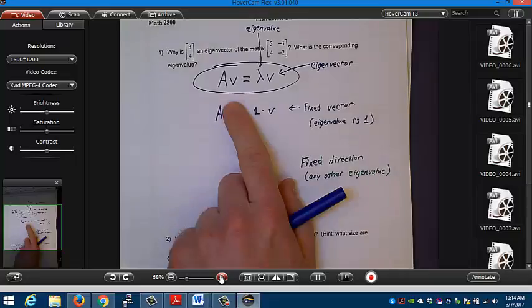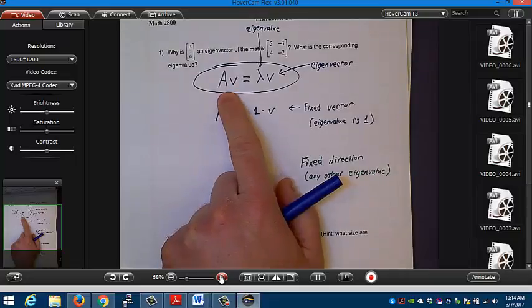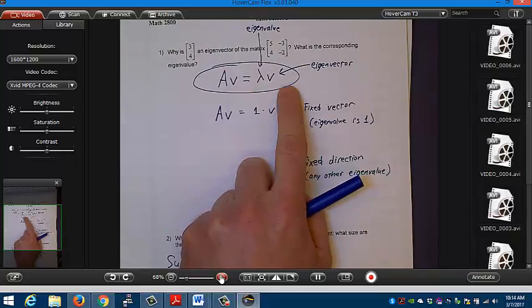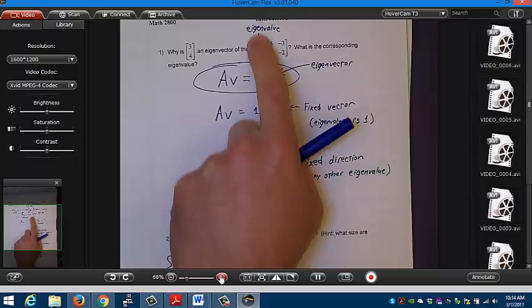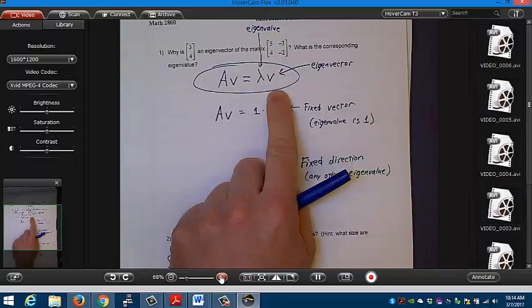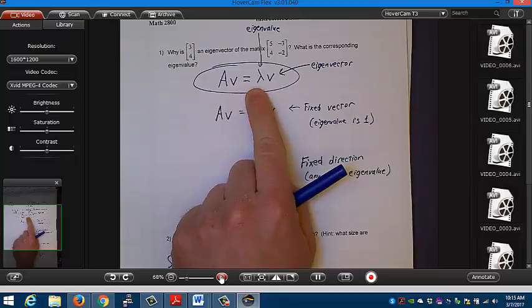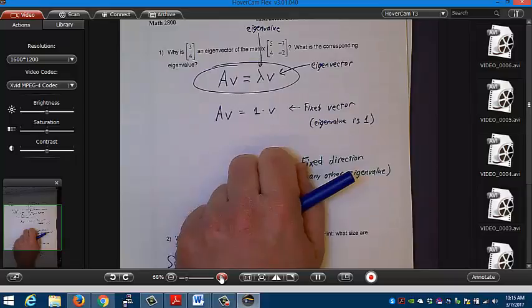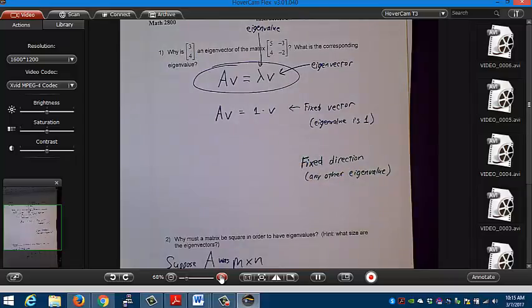And this was our equation. I knew that A was a matrix. I knew that v was a vector. And lambda was a scalar. And if you satisfy this equation, that's what you call an eigenvalue and an eigenvector. And that's about all I knew.